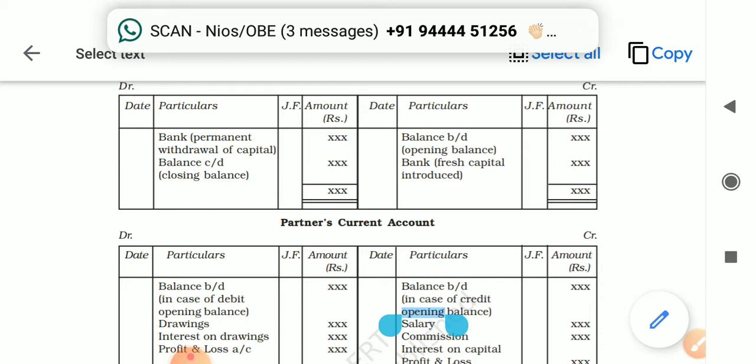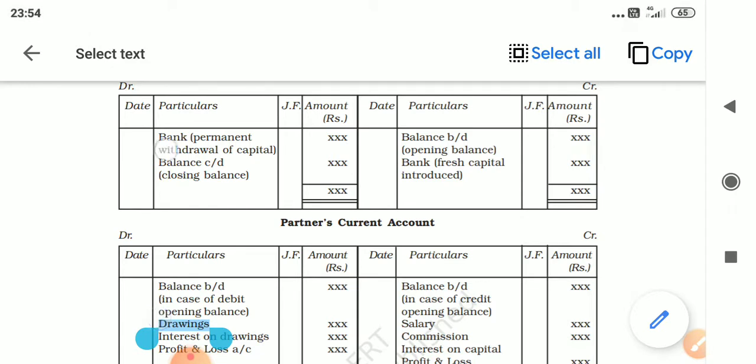And you have to make a difference between permanent withdrawal and drawings. When we talk about permanent withdrawal, the partner will not repay the amount to the firm. But when we talk about drawings, the partner is obligated to repay the drawings to the partnership firm.